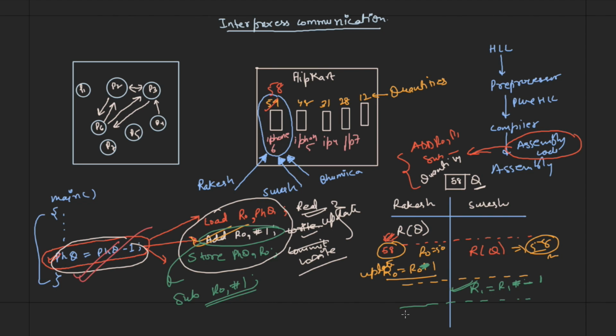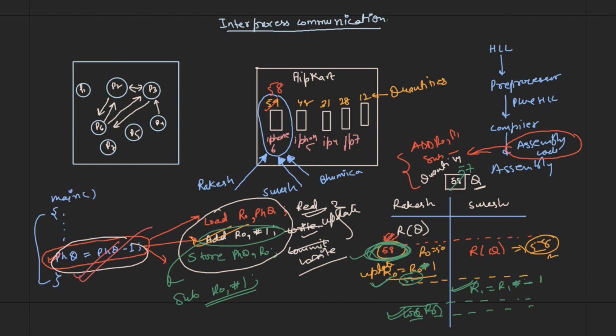Okay, so they are updating the values, and after that again there is a preemption, and then Rakesh is going to commit the value, or he's going to write the value of the R0 variable onto this. So he's going to see, so I've seen 58 mobile phones, I'm going to buy one, so I'm going to make it 57. As soon as he writes this, he'll make it 57, and again there is a preemption.